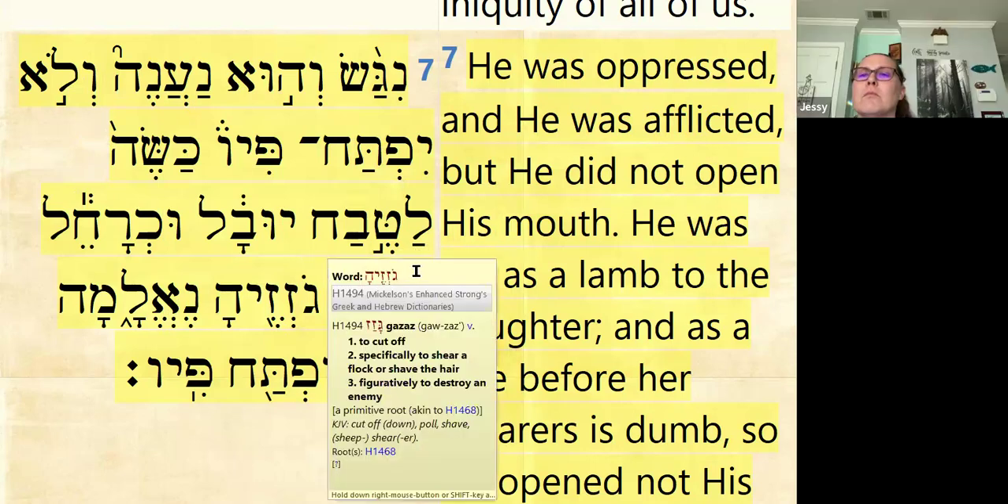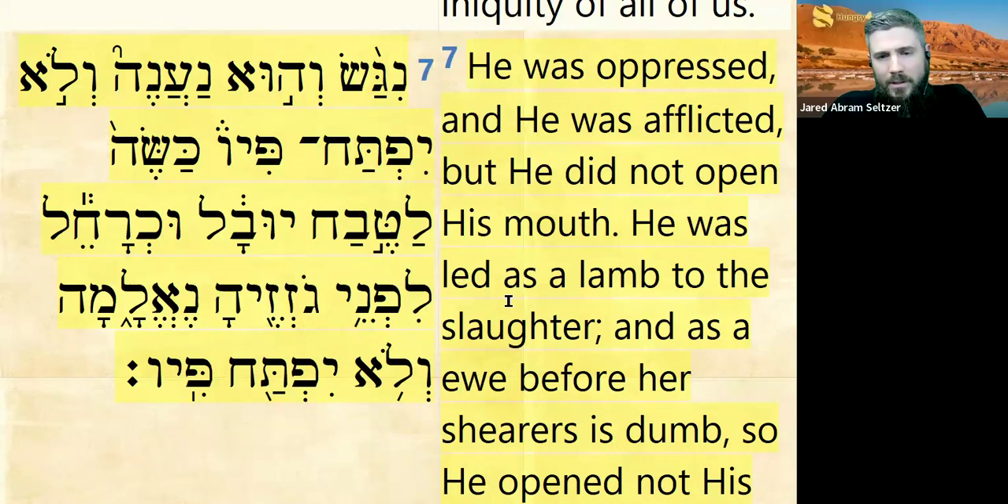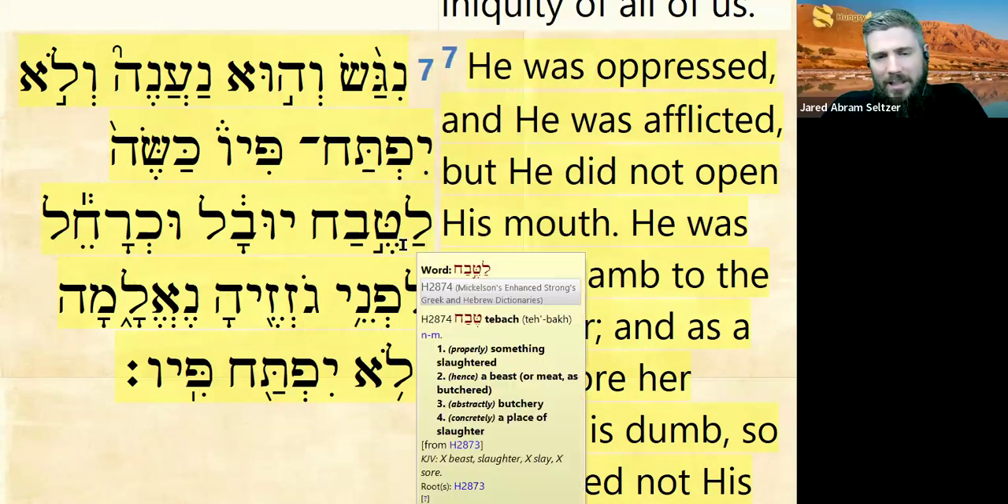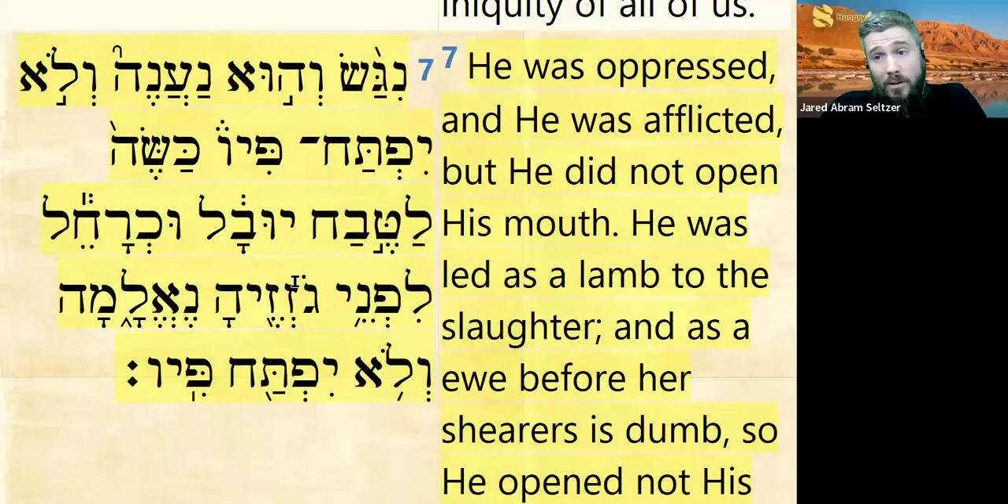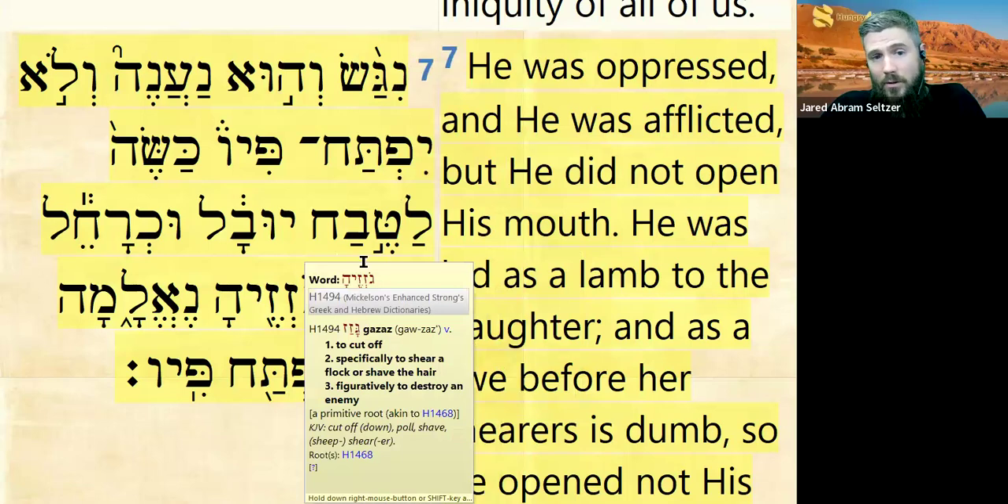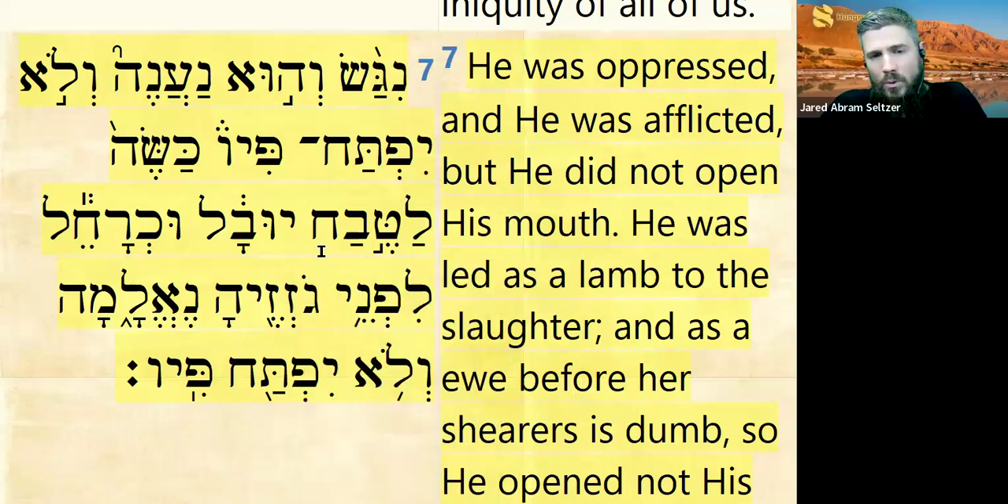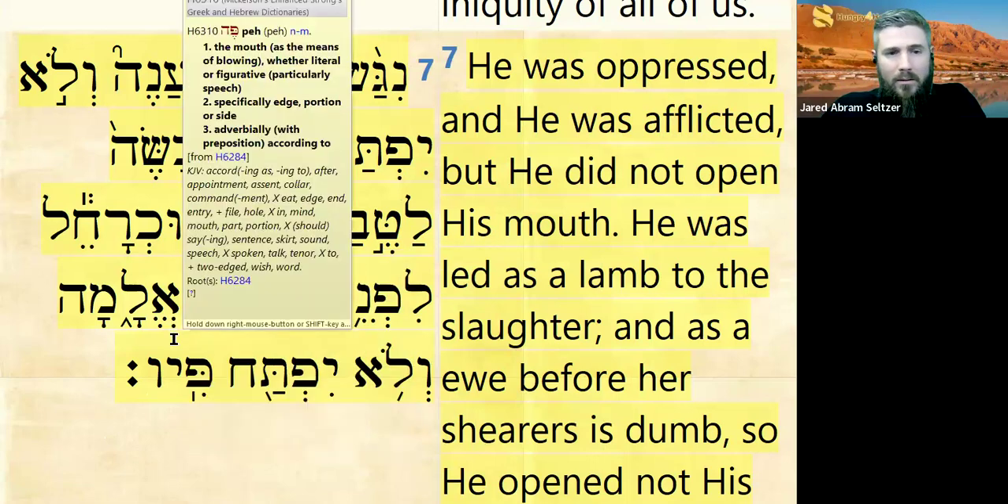Latevach. This is the slaughter, like a mitbach is a kitchen. It comes from this root because that's where the butcher operated, in the kitchen. So to the tevach, to the slaughter, yuval. Lehovil is to cause someone to go a certain direction. Yuval, he was led.